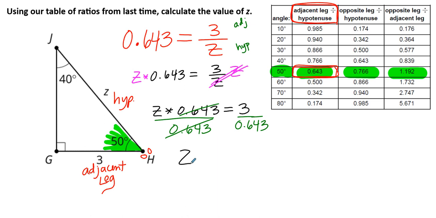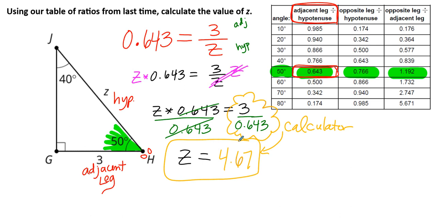So we can now use our calculator to calculate Z. Z is equal to, and in our calculator we will take that 3 and divide it by 0.643, and we get 4.67. And again, I just used the calculator to calculate that. So the hypotenuse in this triangle is length 4.67.